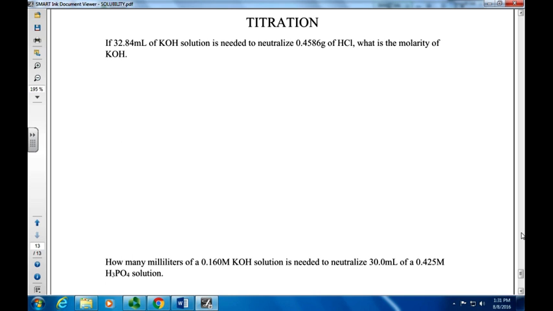The first problem says: if 32.84 milliliters of potassium hydroxide solution is needed to neutralize 0.4586 grams of hydrochloric acid, what is the molarity of potassium hydroxide? In order to do this problem, first we're going to have to recognize that we are going to use the molarity formula, which requires that volume be in the form of liters. So the first thing we're going to want to do is convert the 32.84 milliliters over to liters.